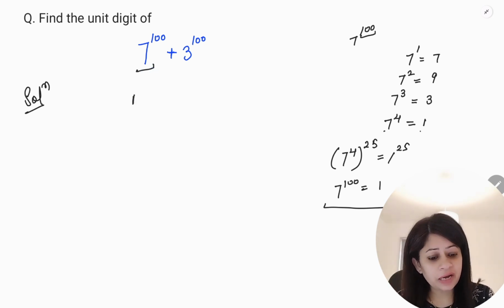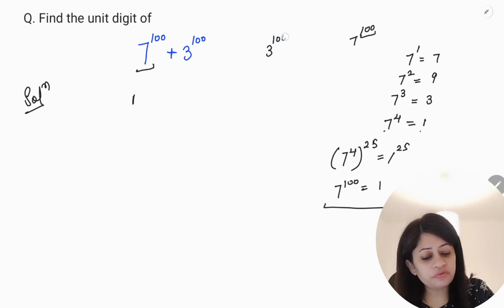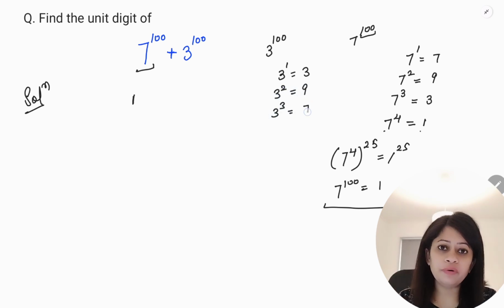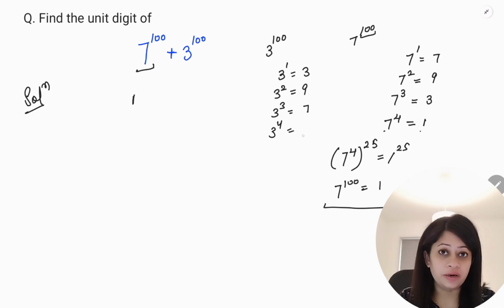Now similarly, I will find the unit digit of 3 raised to power 100. What is 3 raised to power 1? That is 3. If you see 3 raised to power 2, that is 9. 3 raised to power 3 is 27. But we do not need to write 27. We just need to write the unit digit, right? What is 3 raised to power 4? That is 81. So unit digit is 1. Now finally you got the unit digit 1.